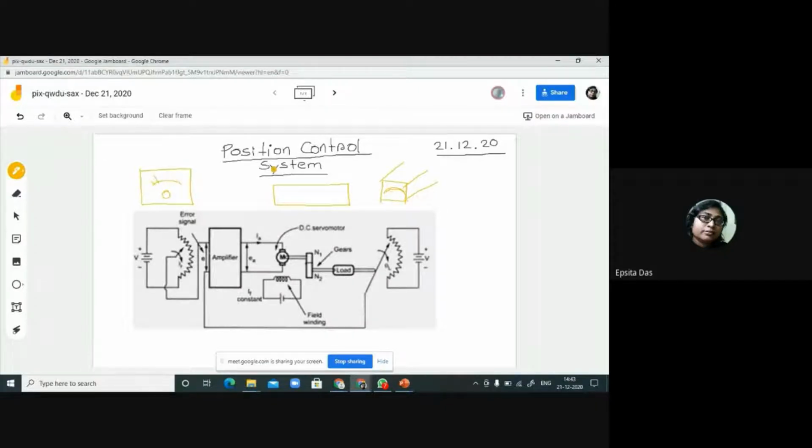At the reference section you will get the same amount of displacement by the pointer, or at the dial you will find that same amount of displacement automatically. Any system which works for this type of arrangement is known as a position control system. Basically, two dials of two potentiometers.